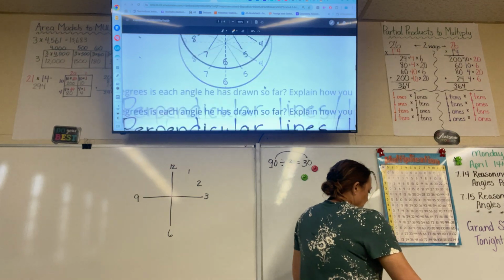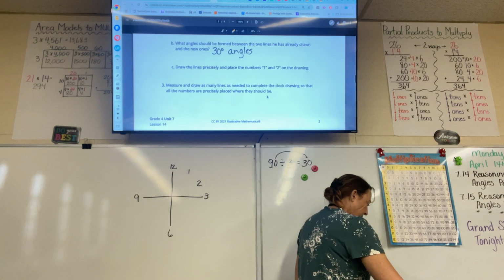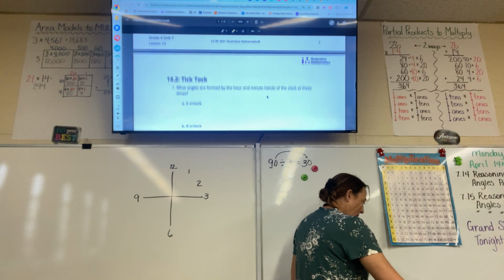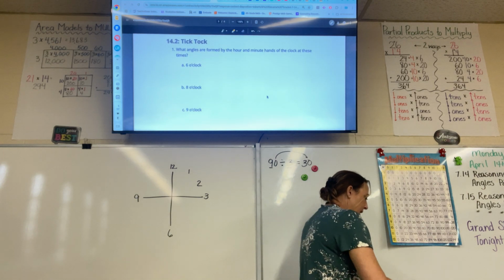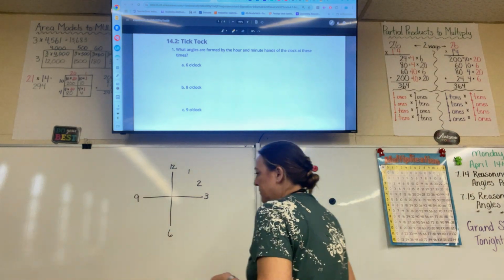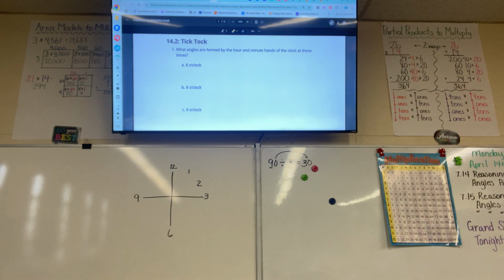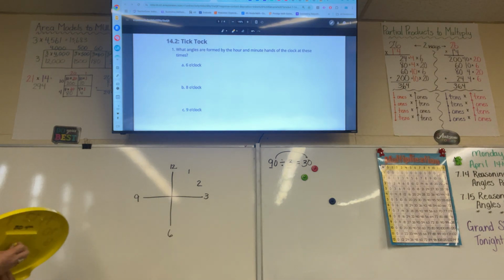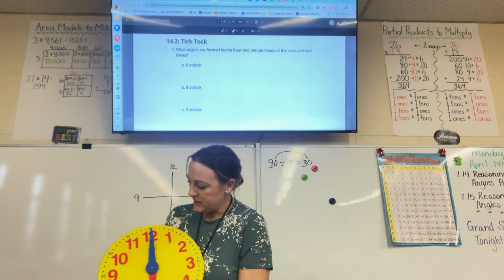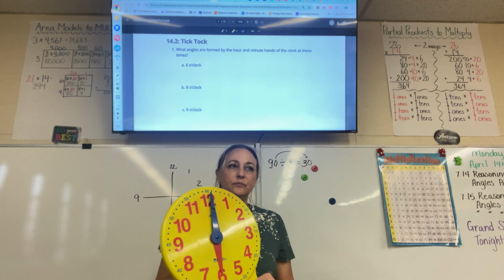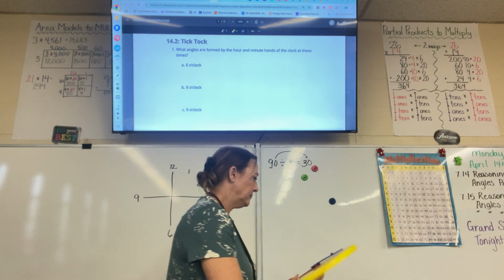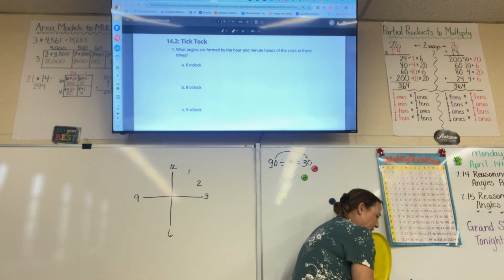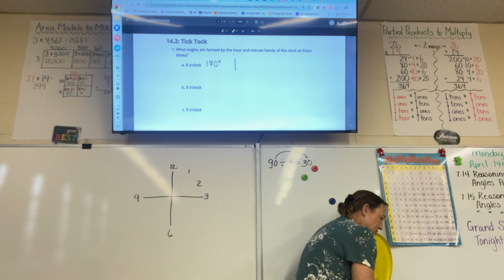Okay. Next page. What angles are formed by the hour and minute hands of the clock at these times? So, the first time is 6 o'clock. So, what is the degree of this angle? Autrey? 180. Yes. So, on 6 o'clock, you're going to write 180 degrees. And that would be like this, a 12 and a 6.